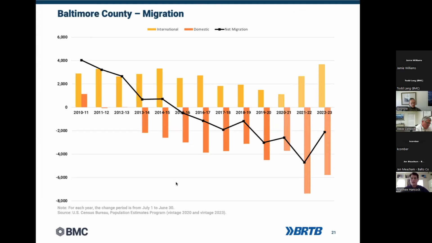So this is showing that domestic out migration combined with these declines in international migration is resulting in overall net migration losses throughout the county. International migration has remained positive in all these years, but has been in general decline from about 2015 to 2021, with that increase slowly coming back in those post-pandemic years as well.